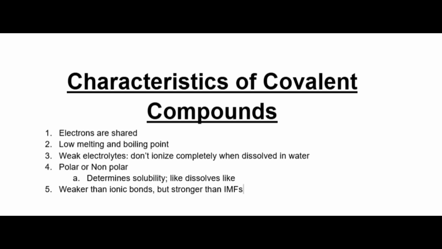And yeah, so they can either be polar or non-polar, and like we discussed, it is due to the electronegativity difference and how big that is, which determines the solubility of the covalent compound, because like dissolves like. And finally, covalent compounds have bonds that are weaker than ionic bonds, but bonds that are stronger than intermolecular forces, which I'll get into in a future video.